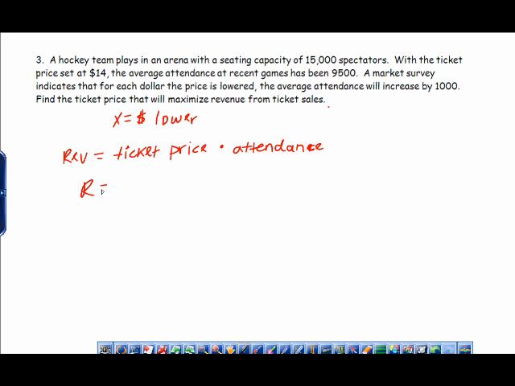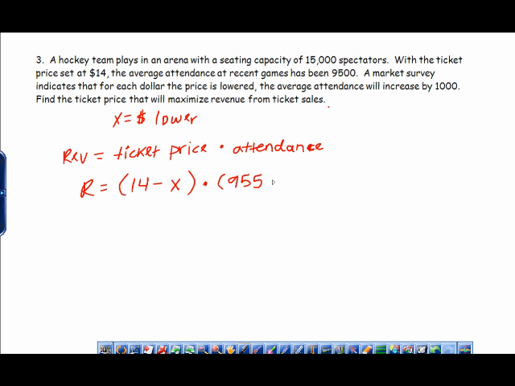Okay, so we're going to let R be, for ticket price, we're going to do 14 minus X. So I have an expression for the ticket price. Now I need an expression for the attendance. Also, that's dependent upon how many dollars that I lower the price, because right now the attendance is 9,500.